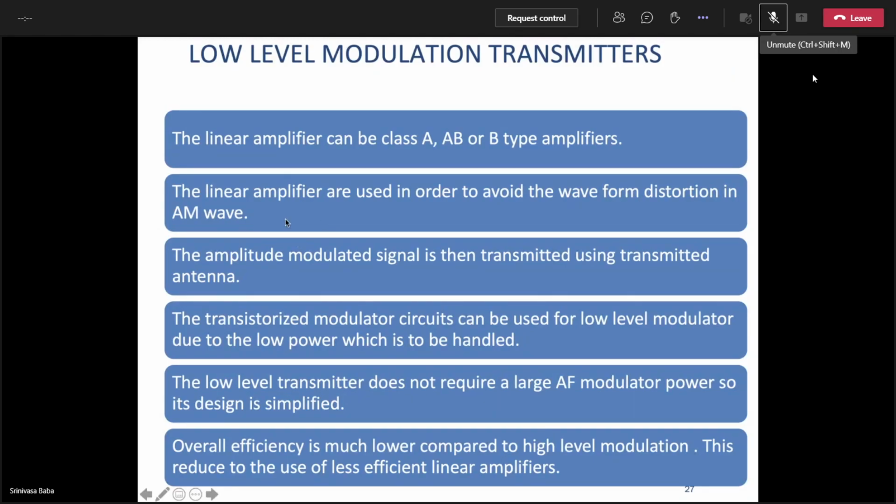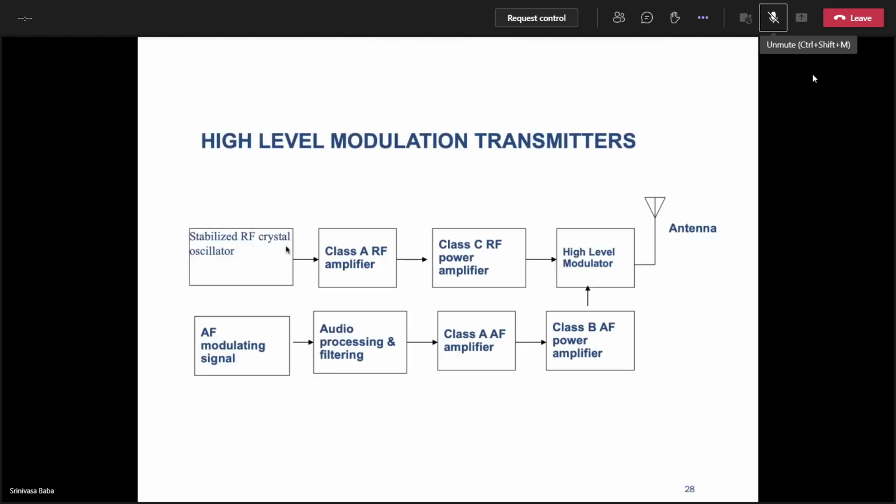So low level transmitters, here I'll give you the explanation. You can go through this. I'll share this one as I told you. Class A, Class AB, Class B are linear amplifiers. All these things I have explained. Then second part is high level modulator. High level AM modulator. High power level amplitude modulator.